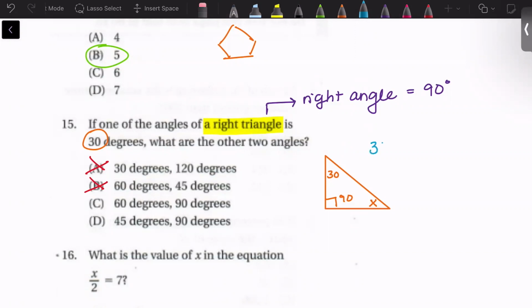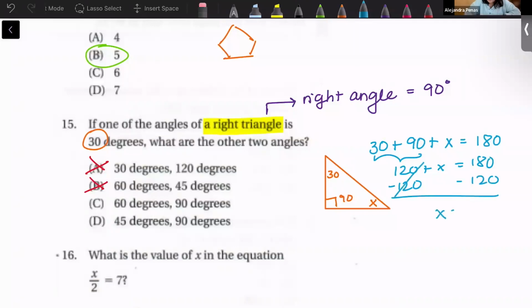So that means that 30 plus 90 plus x equals 180. It has to be that all three of them added together. And then based on this, we can figure out, okay, this is 120, and then you subtract and you get 60. So that means that the missing angle would be 60. So one of them has to be 60, one of them has to be 90. So it's going to be C.